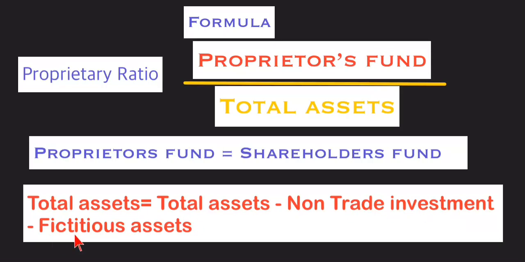Fictitious assets are generally discount to be written off on shares, debentures, or any other advertisement, deferred revenue, advertisement expenses. They are also not part of capital employed, so they are also to be subtracted from total assets. Deferred revenue expenditure usually comes in fictitious assets. Okay, so this is the formula: proprietor's fund upon total assets. This can be expressed in pure form of ratio, or it can also be expressed in terms of percentage.